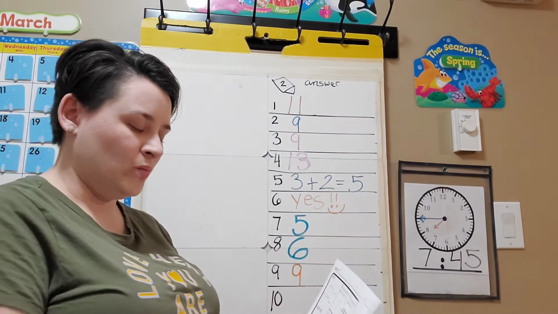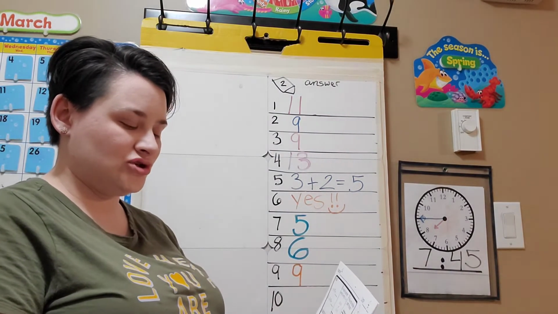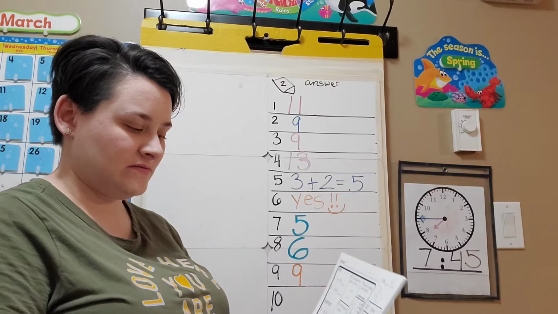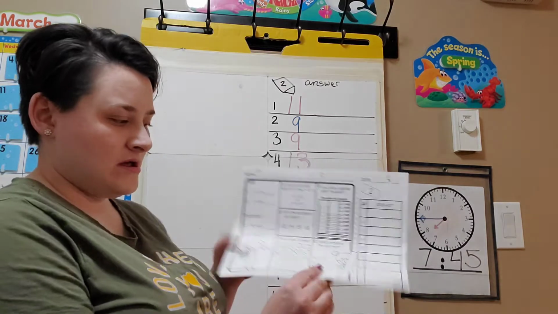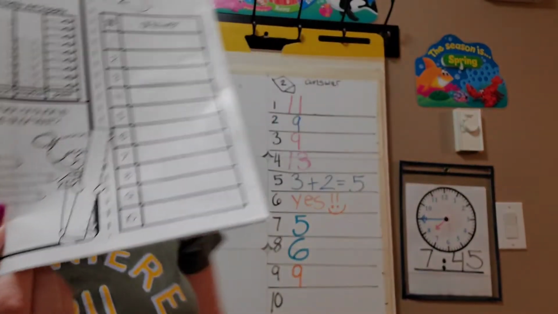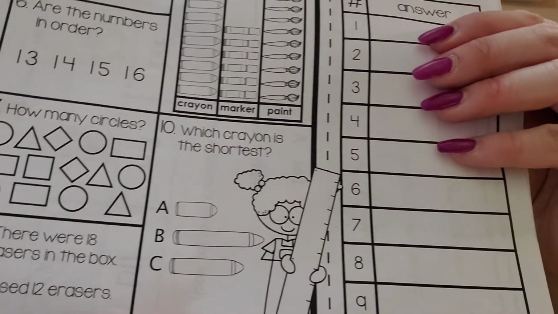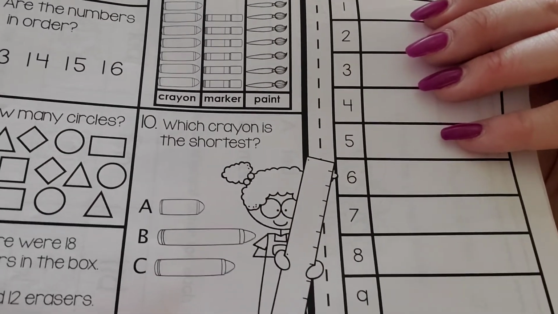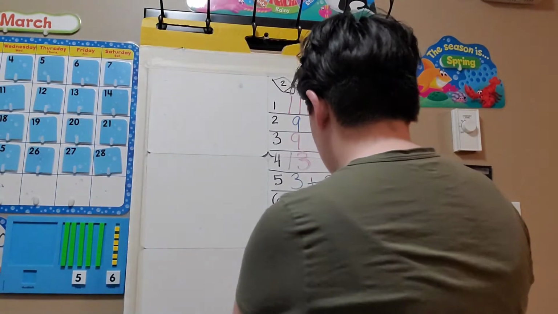And the last one, which crayon is the shortest? Ready? A, B, or C. What one is the shortest? A. Definitely A.